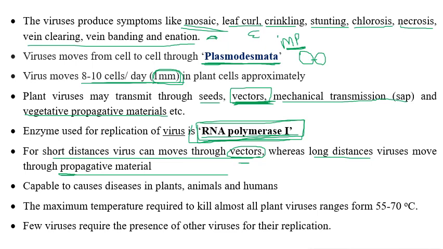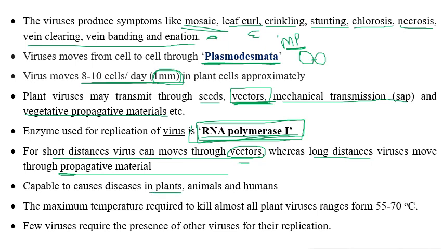The propagative material may be seeds, root stalks, scions, or other materials which act as propagating structures. So the propagating materials can be used for the long distance dissemination or transmission of plant viruses. They are capable of causing diseases in plants.